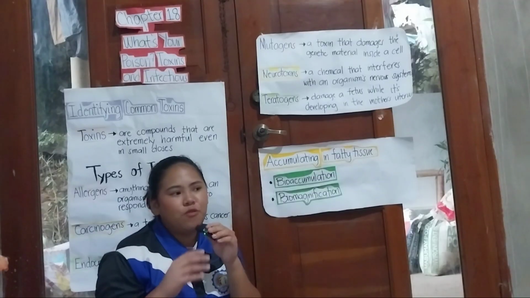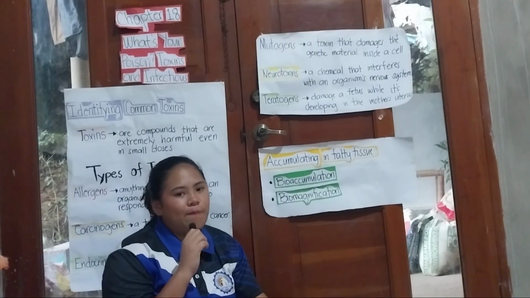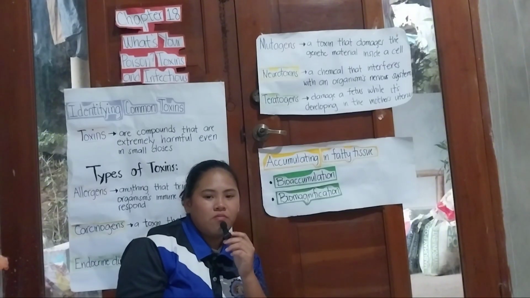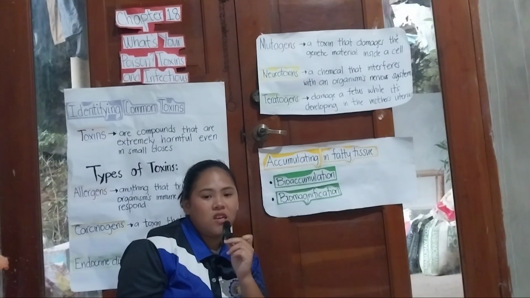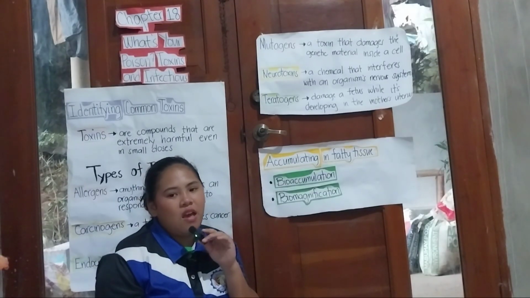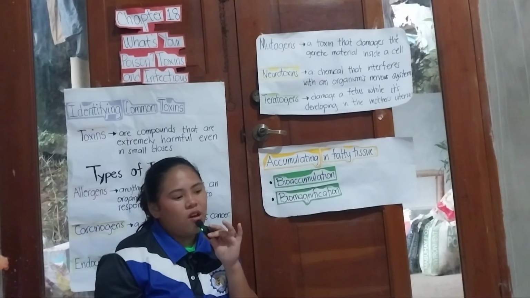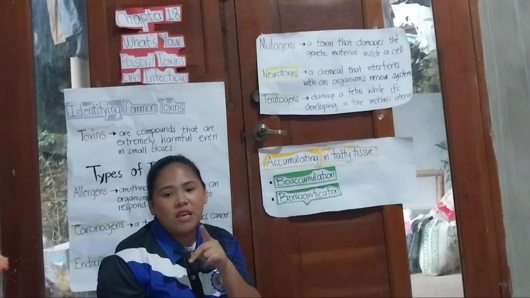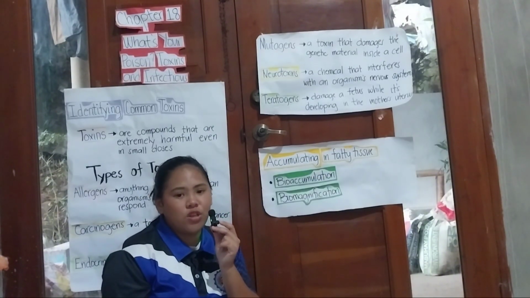Examples of this are BPA, another is atrazine, like that. So those chemicals are found in plastic, furniture, non-stick cookware, cosmetics, and even in drinking water.